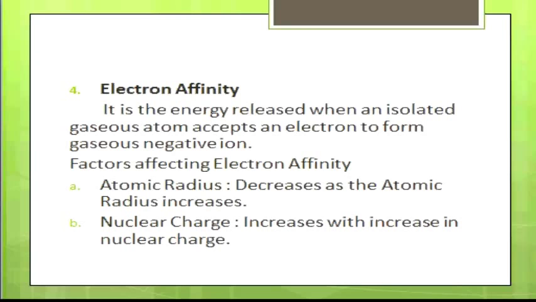there are factors which affect electron affinity. They are atomic radius and nuclear charge. Atomic radius: electron affinity decreases as the atomic radius increases. With increase of distance between the nucleus and the last electron shell which receives the added electron, the electrostatic force of attraction between the nucleus and the added electron decreases. Hence, electron affinity decreases with increase in atomic radius.